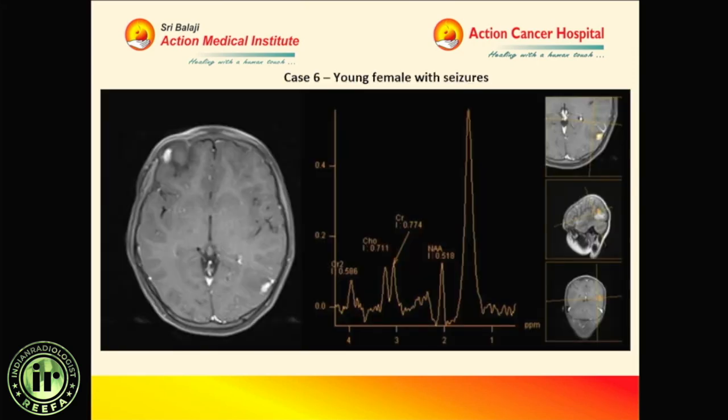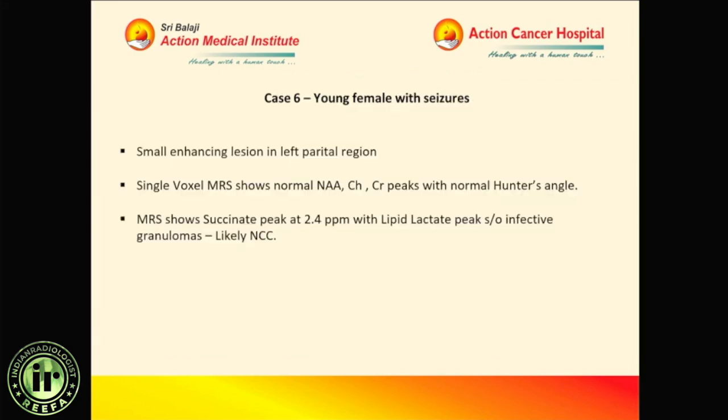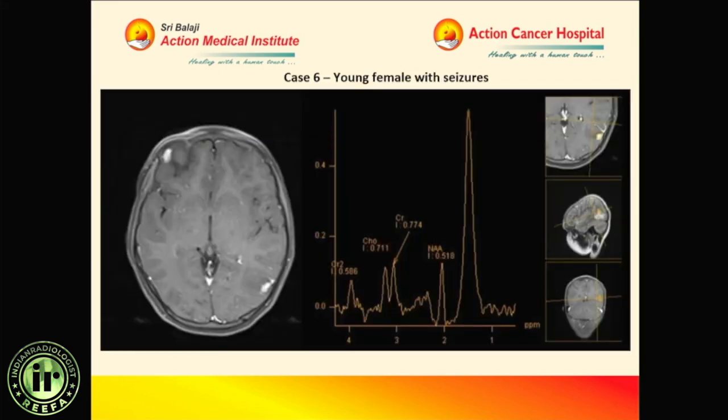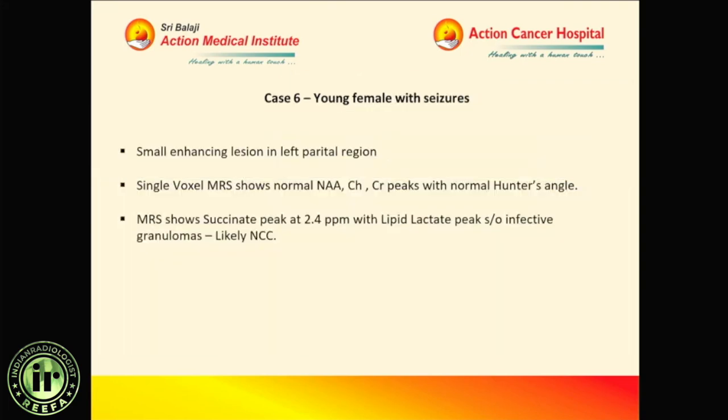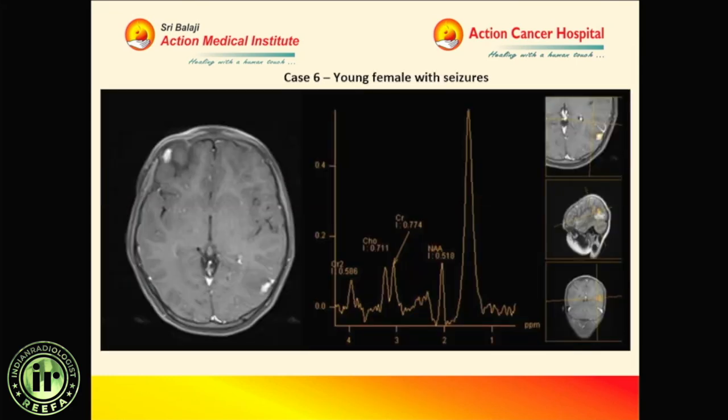Another young female with seizures. We can see there is a lesion over here. We put the spectro, and classically, a very, very high lipid lactate peak. What do we get? We get one more peak over here. Lipid lactate is high, but what else is there? This is a succinate peak at 2.4 ppm, and this is likely NCC.